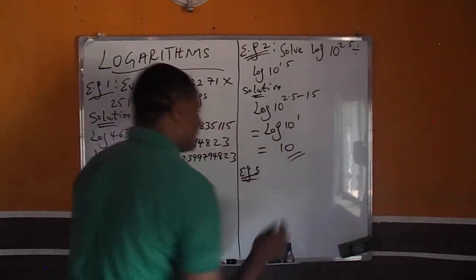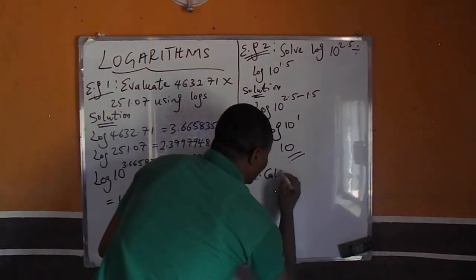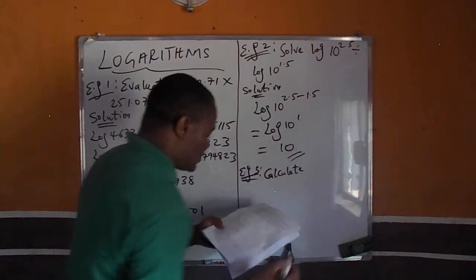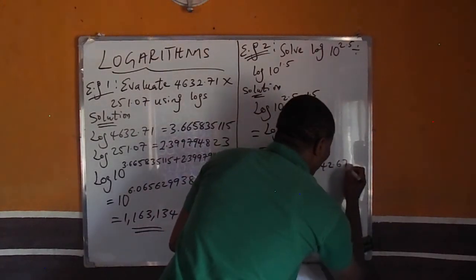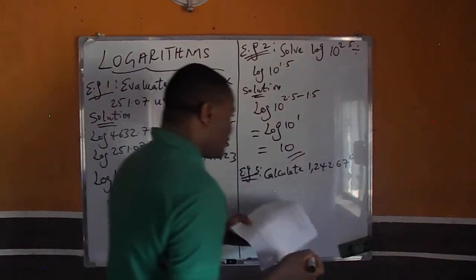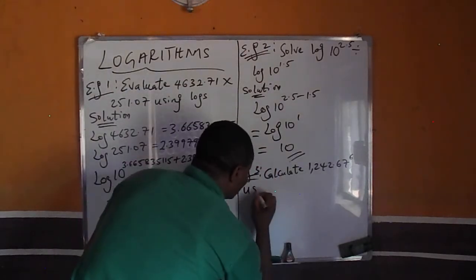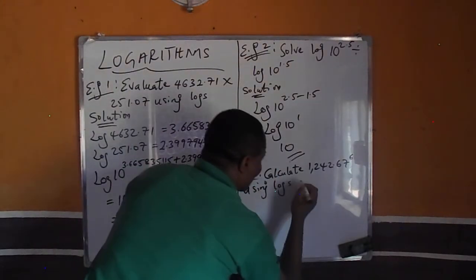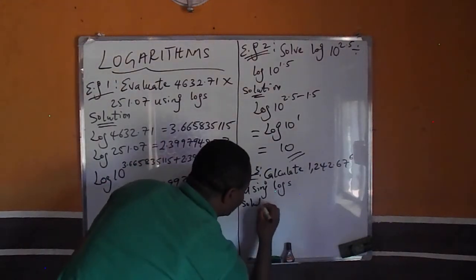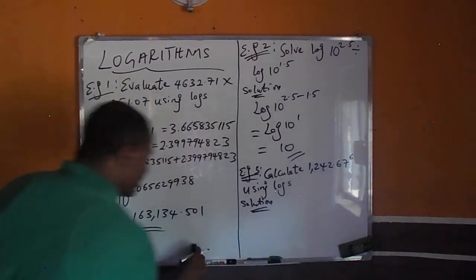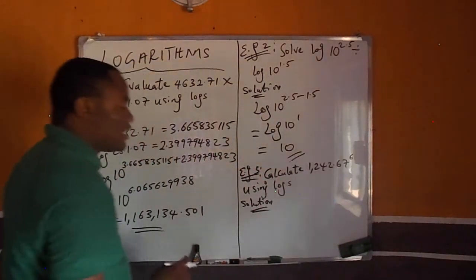Example 3. In example 3, calculate 1,242.67 raised to power 6 using logs. Now, calculate this using log. What is the solution to this? We say solution. In this solution, calculate 1,242.67 raised to power 6 using log.